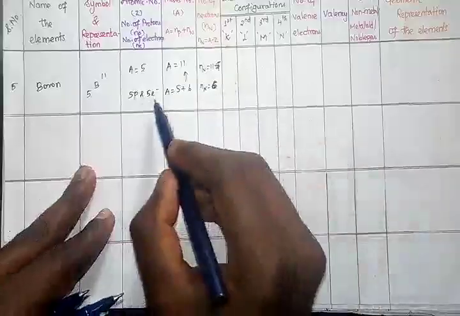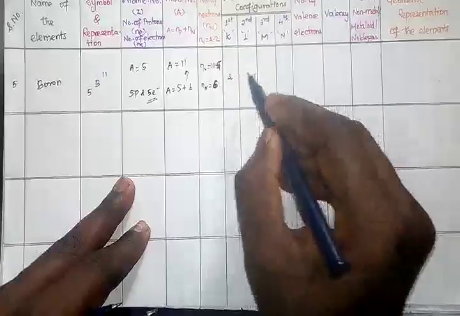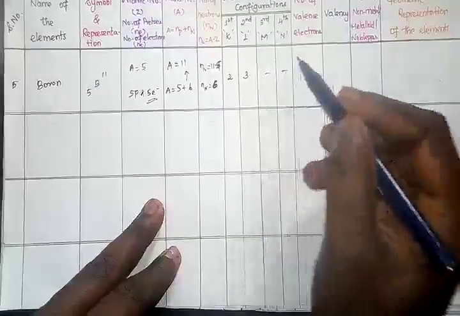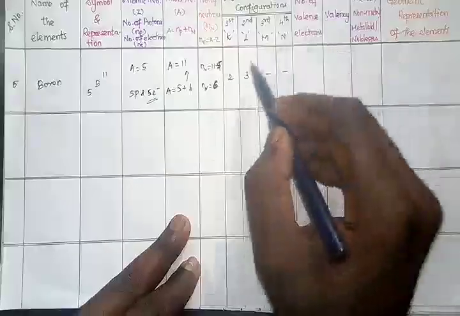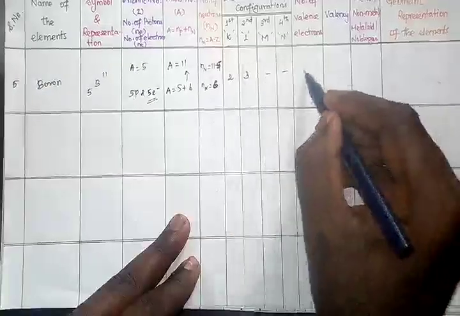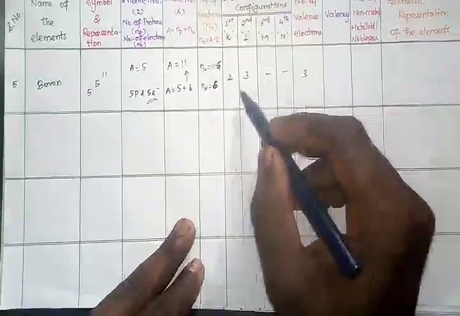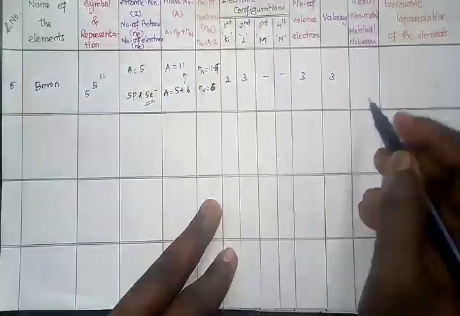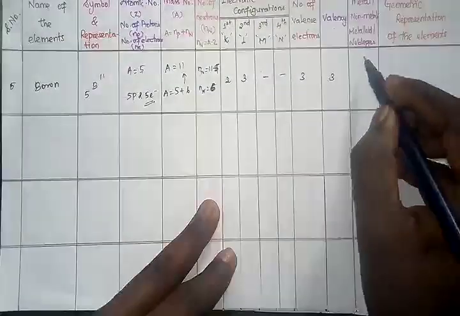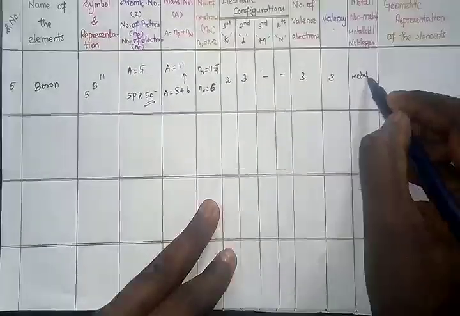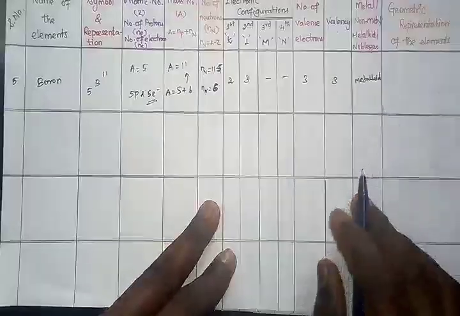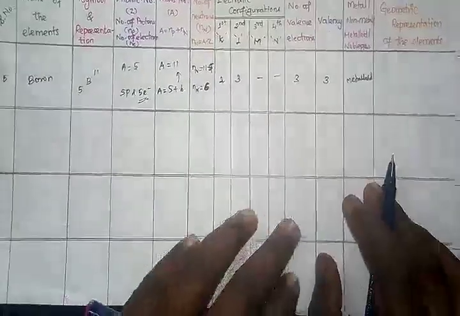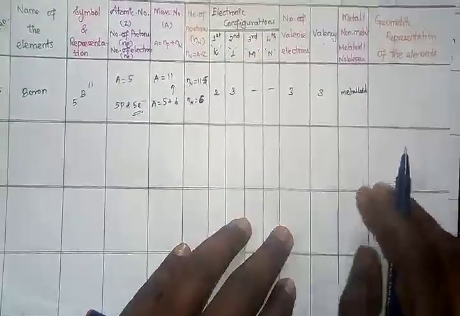We have 5 electrons, so 2 in the K shell, 3 in the L shell, and the other shells are empty. The number of valence electrons is 3. The last shell has 3 electrons, so the valency is also 3, because during a chemical reaction it loses 3 electrons. So boron comes under the category called metalloid. Just remember this, and then we will go for the geometric representation.